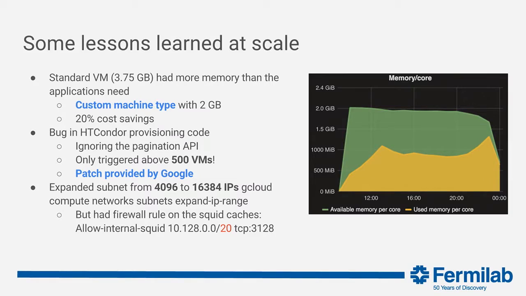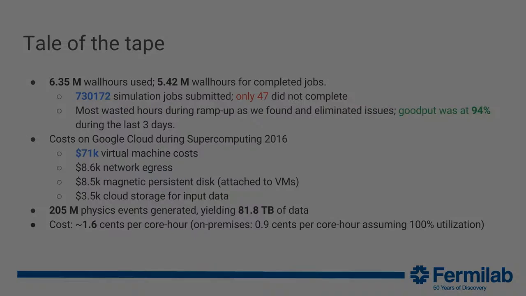Here's a fun one. As we were expanding capacity in the zone, in the region, we went from 4K to 16K IPs. It's a simple API command, gcloud compute networks subnets expand-ip-range, and so on. That's great, except maybe you see the problem in that red /20 right there in the firewall. Yeah, 20 bits is 4K, so we ran into that. We fixed it, but when you go to scale, these are the sorts of things you discover. We would have never discovered this pagination bug if we had kept it at 10,000 cores or something small.